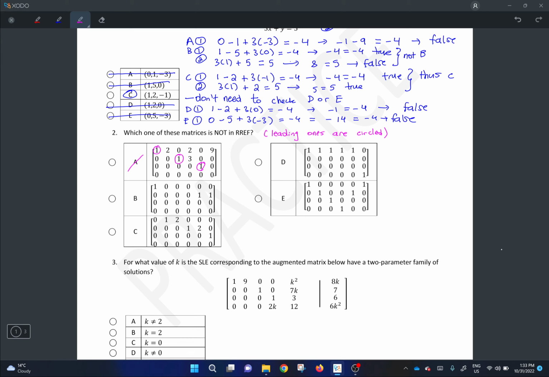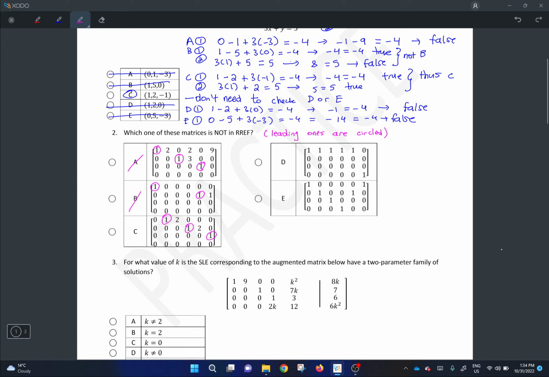Now we go to option B, leading 1, leading 1. Above and below the leading ones are 0. And then we cannot introduce additional leading ones. So it can't be B. All right, now I'm going to circle the leading ones. Option C. And above and below them, everything's 0. And we can't introduce additional leading ones anywhere.